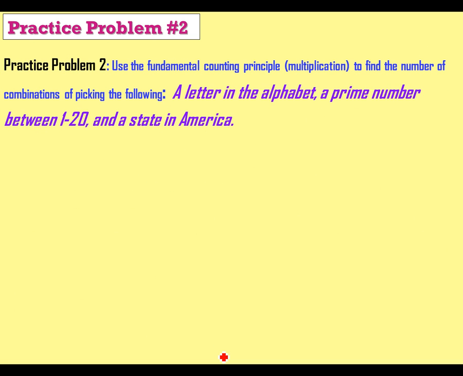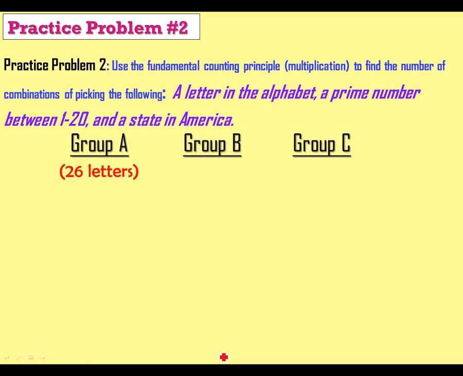Your next example here is you have a letter in the alphabet, a prime number between 1 and 20, and a state in the USA. Group A is pretty simple. Well, there's only 26 letters to pick from in the alphabet.